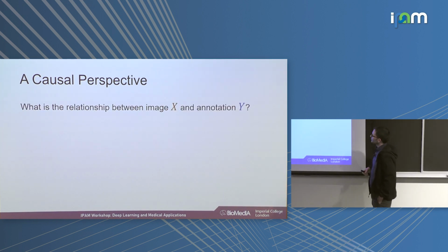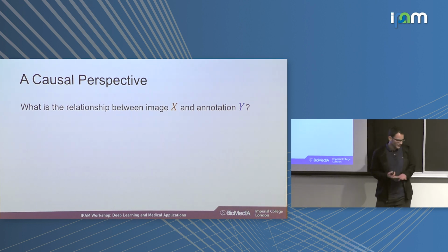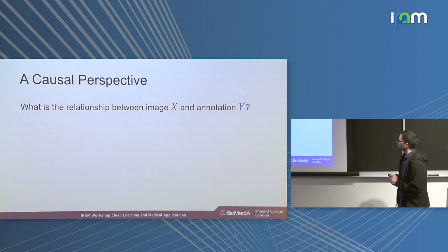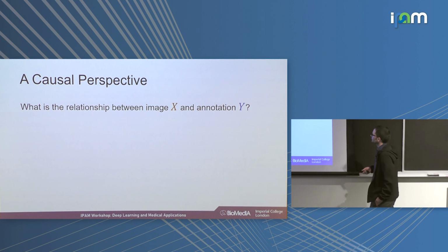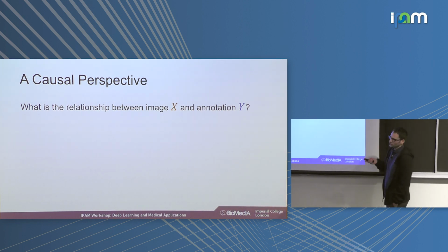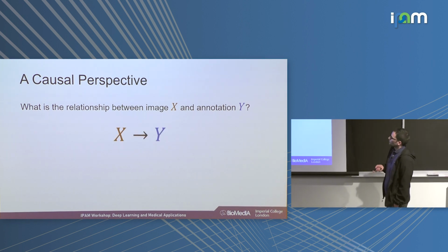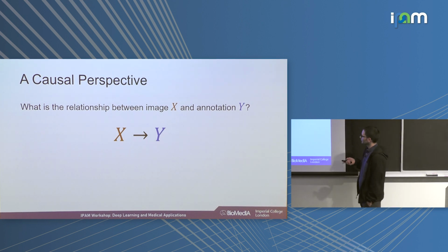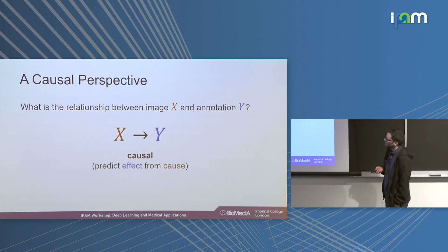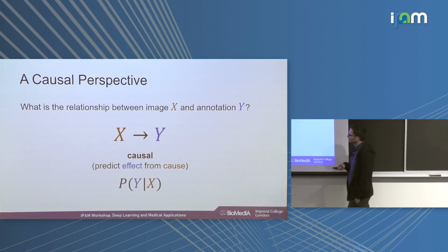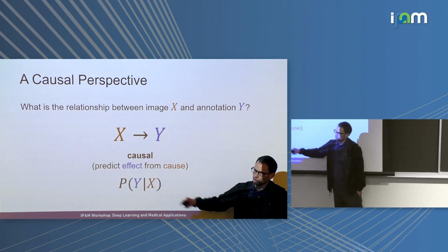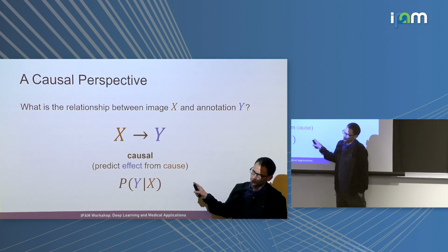Now going back to imaging, what is the relationship actually between images and annotations? That's, I think, the first time where it struck us that maybe there's something interesting to do with causality here. Because typically I don't think we talk about the relationship between X and Y. We might think that the image X is causing the label Y. That would be something that we call a causal relationship between the image and the annotation. And remember, what we are trying to predict is this conditional distribution. So we are trying to predict the effect from the cause. Okay?